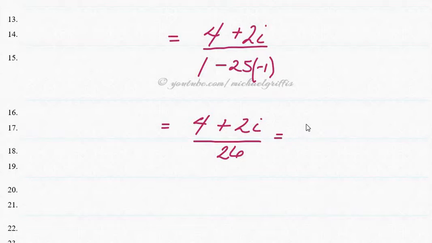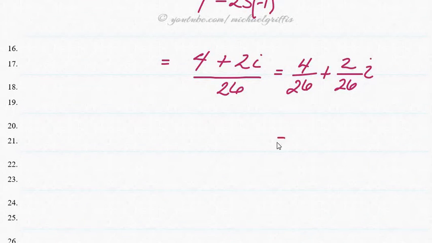Okay, so now we're going to break this up. 4 over 26 plus 2 over 26i. And of course, we can simplify that down. 2 goes into 4 2 times. And 2 goes into 26 13 times. 2 goes into 2 1 time. 2 goes into 26. Wait a minute.